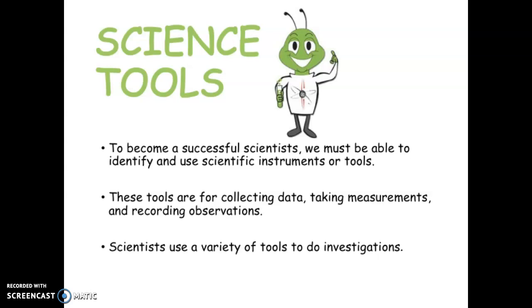Science tools. To become a successful scientist, we must be able to identify and use scientific instruments or tools. These tools are for collecting data, taking measurements, and recording observations. Boys and girls, do you remember the word of the week? Observations. And scientists use a variety of tools to do investigations.